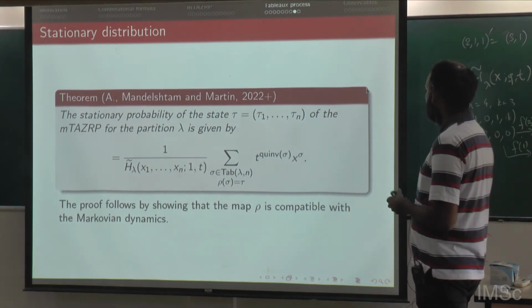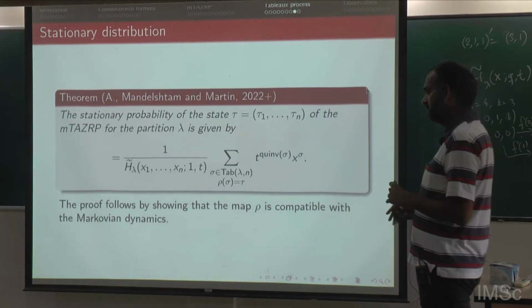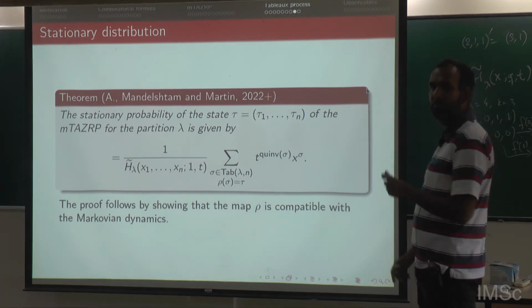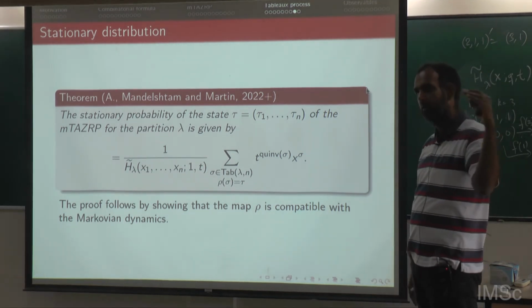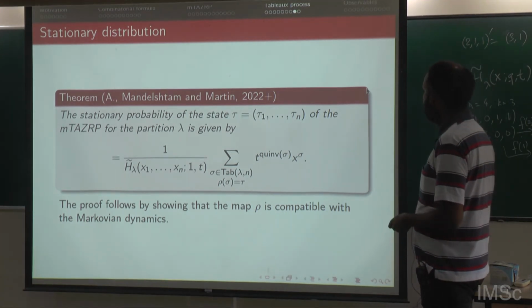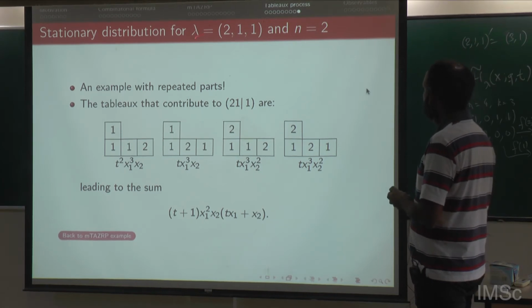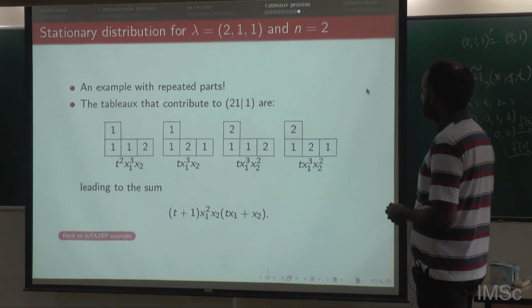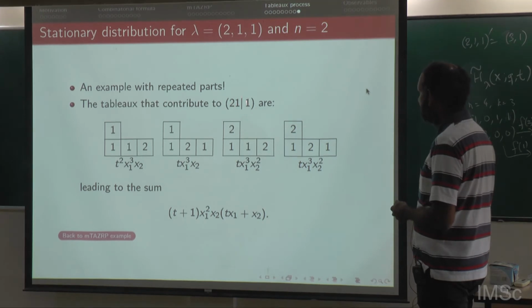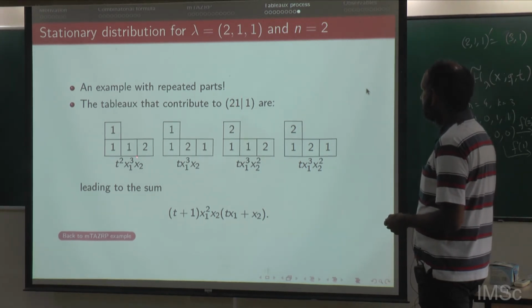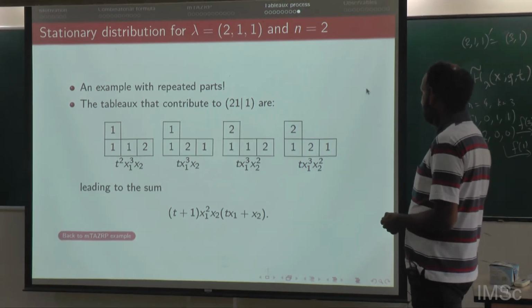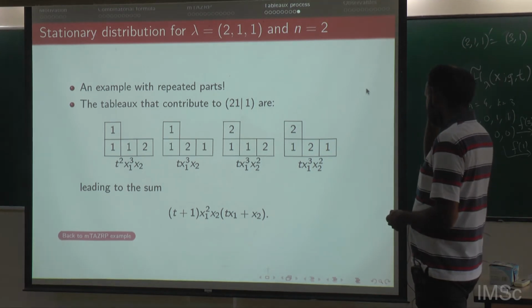Okay, and basically one shows that this map rho, which is the projection, is compatible with these two generators of the stochastic process. So let me just show you this running example. If you look at all tableaux that contribute to 2 1s / 1, that means there has to be a 2 at the bottom row of a column of height 1 and 1s otherwise.